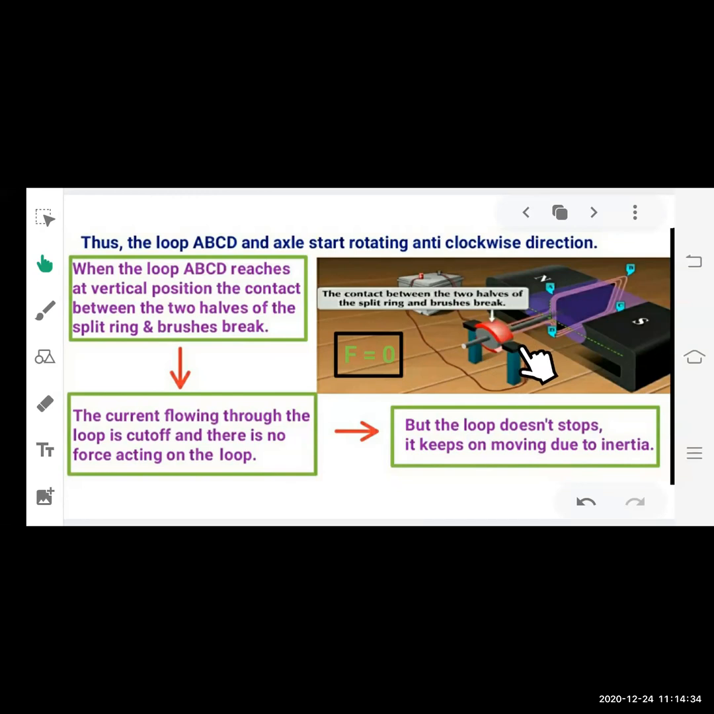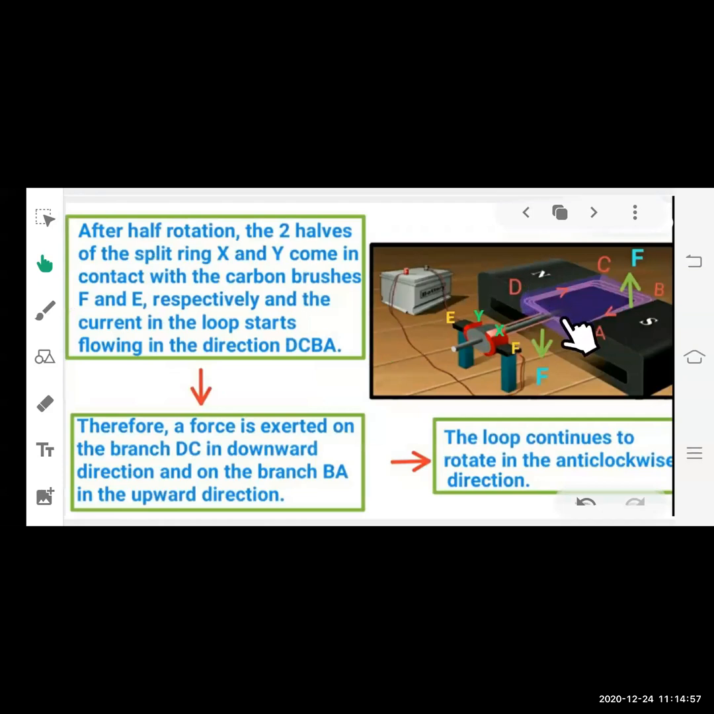If there is no current flowing in the circuit, there will be no force exerted on the loop. But the loop doesn't stop. Why? Because we studied about inertia. Because of inertia of motion, this loop continues to rotate, and it will again come to this position. But now arm AB is on this side and arm CD is on the other side, and because of which the direction of current in these two arms is also changed.